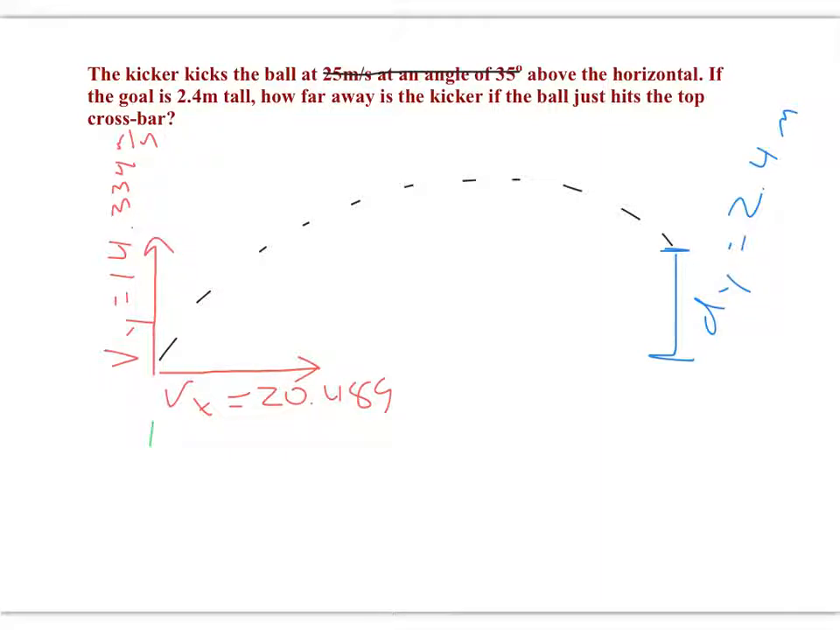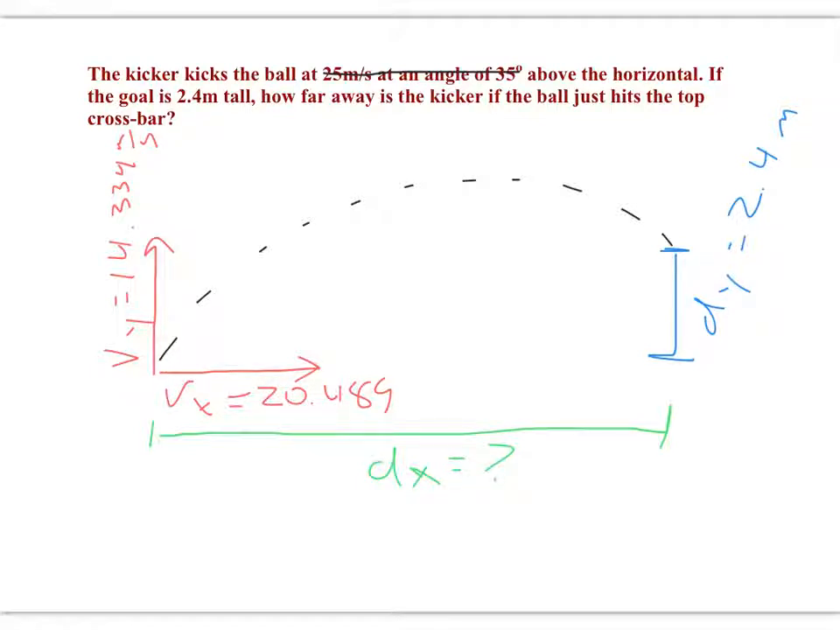All right, what we're asked to find is how far away is the kicker. So what we're looking for here is dx. That's our unknown. Like so often with these physics problems, to get what we really want, which is this dx, we're going to have to solve for some intermediaries. By that, I mean we're going to need to solve for the time it takes the ball to reach the goalpost.